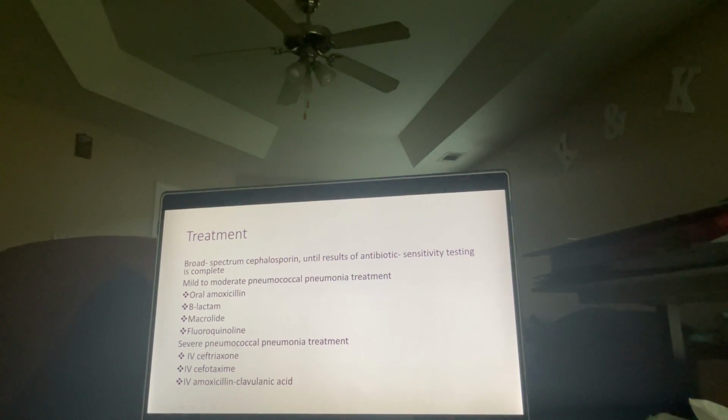Severe pneumococcal pneumonia treatment will be IV route of ceftriaxone, cefotaxime, and amoxicillin clavulanic acid.